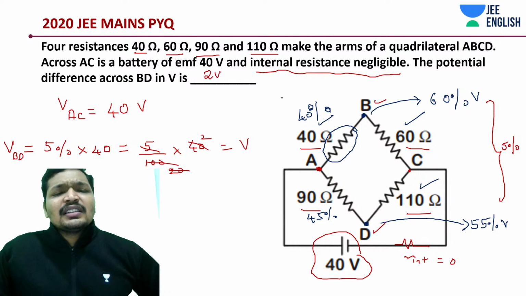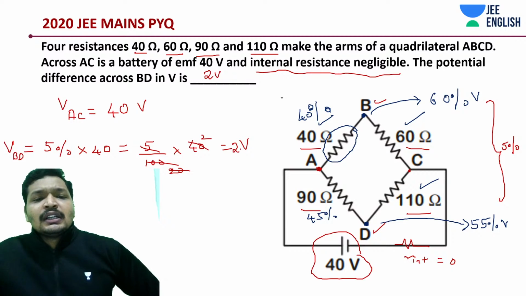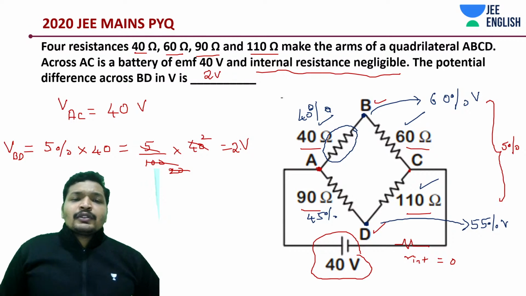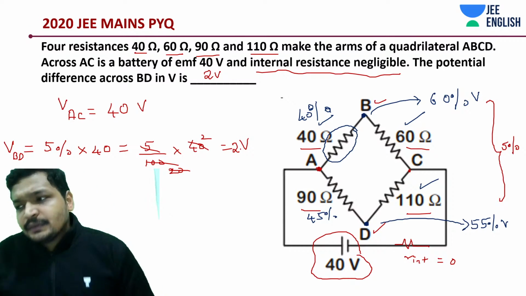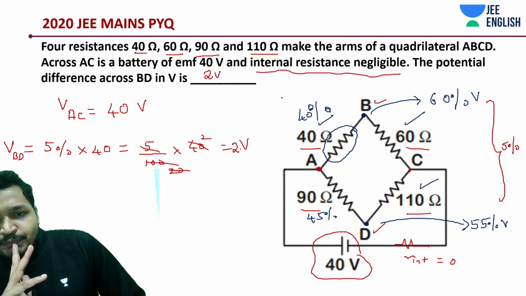It's 2 volts, that's it. There's nothing more to think. I'm just thinking you shouldn't be this, because 5 volts would become more than 10. Okay, I hope you understood this method.